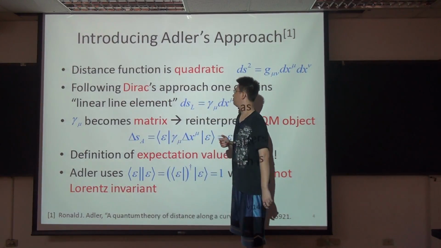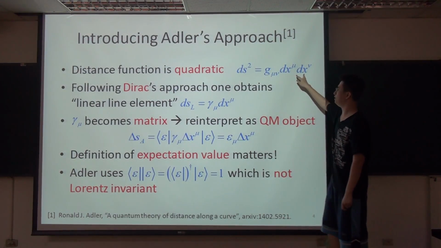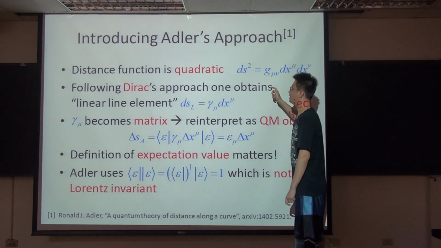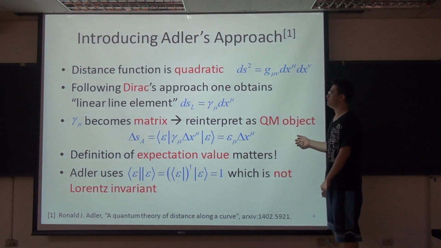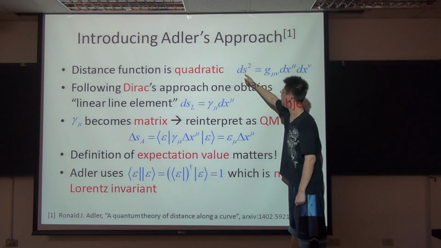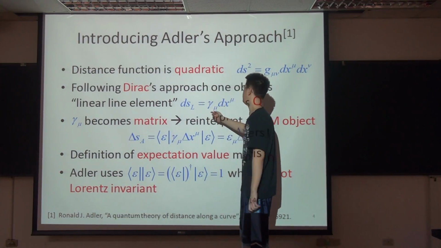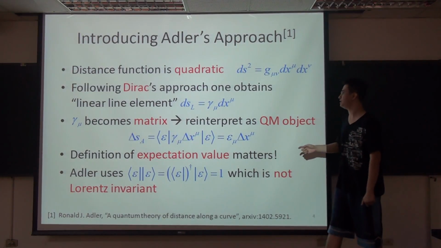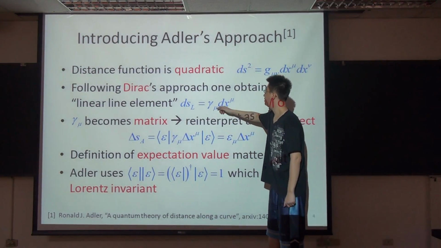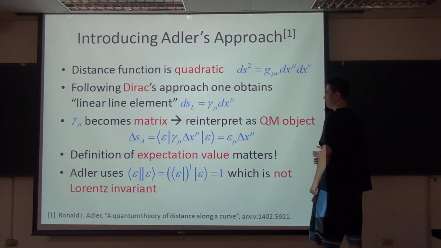In Riemann geometry, we know that the distance function is quadratic, so it's bilinear. We follow the Dirac idea, so we can obtain a linear expression instead of a quadratic one in terms of gamma matrices. However, because it's a matrix, we need some interpretation. The simplest one is to interpret it as a quantum mechanical object. So basically, we need to define something like an expectation value.